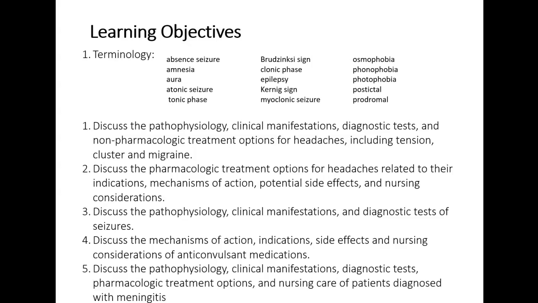Make sure that you know these learning objectives, that you know what an aura is, that you know what the Brudzinski sign is. It's very clearly labeled in this lecture. That you know what osmophobia, phonophobia, photophobia are, postictal, prodromal. Those are important terms that are used in the care of these patients. And if you are working with patients that have these kinds of problems, you're going to want to be able to talk intelligently about it.